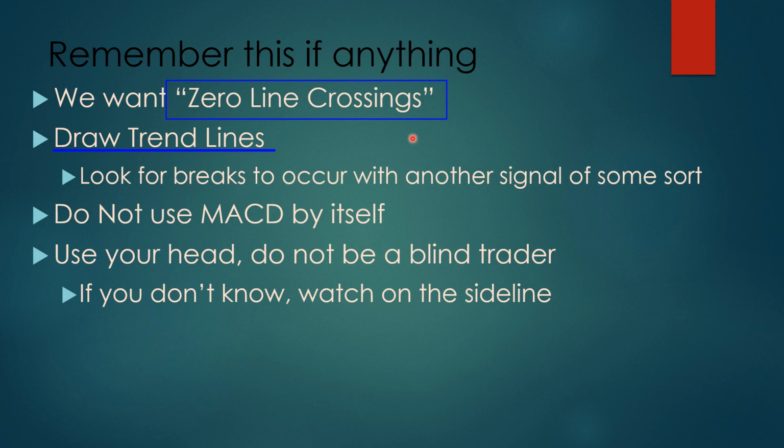Listen to that signal. Again, going back to the zero crossings and scanners, you can use scanners to find you zero crossings. Don't take all zero crossings. Not all zero crossings are created equally, but it's very easy to search for. Remember, when we're drawing trend lines, look for multiple things to occur at the same time. Do not use MACD by itself. You've got to use price action patterns like trend line breakouts, things like that. If you're going to use MACD by itself, I do recommend using both the default setting and the alternative setting. Use your head. Don't be a blind trader.